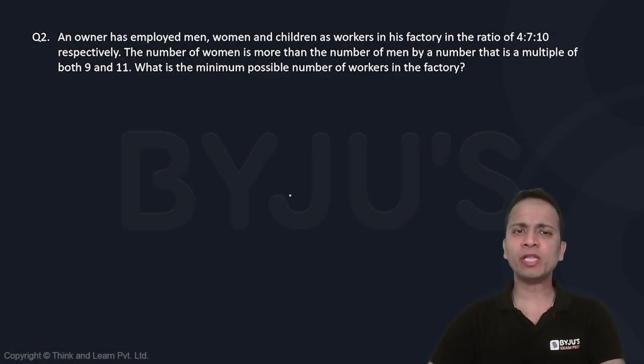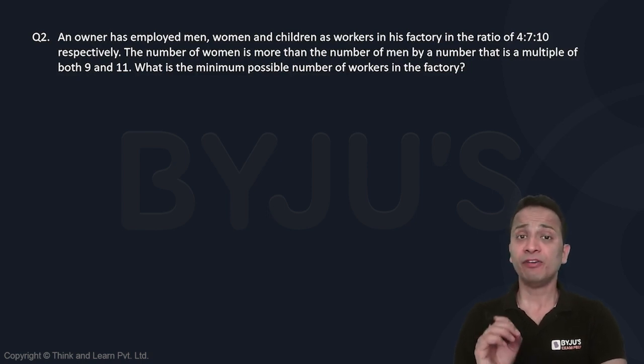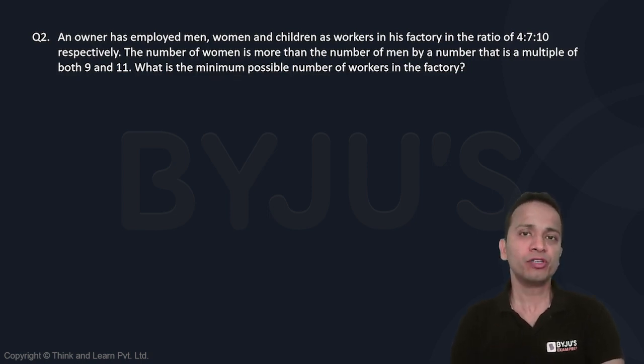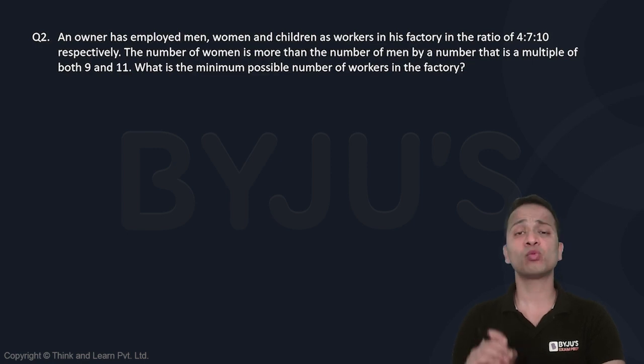Okay, now moving on to the next question, question number 2. Question number 2 is again a very easy question and it can be finished in less than 45 seconds. You just need to understand that we have to minimize the total number of workers and the number of workers will always be a positive integer. This is just one thing that you need to keep in mind to get the answer of this question.